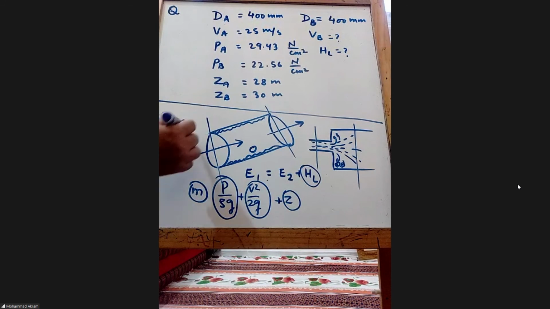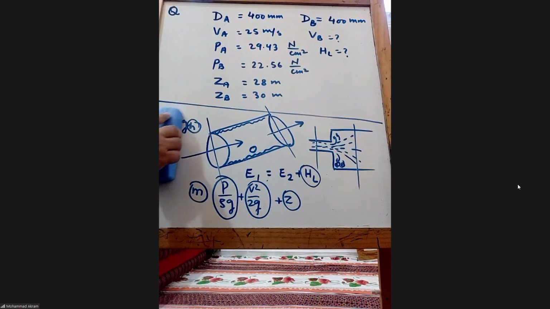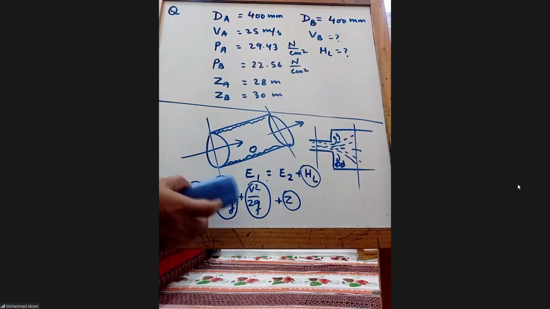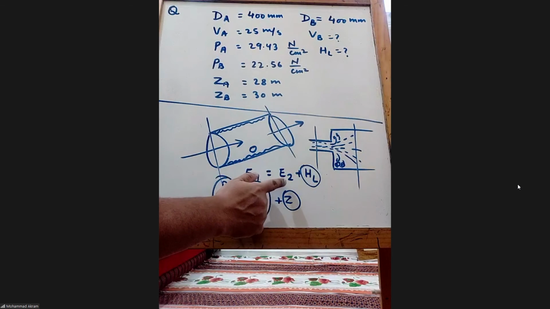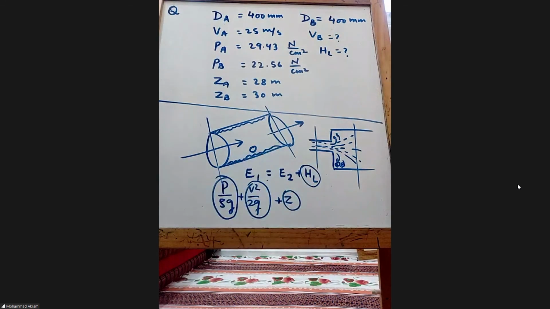So this is that kind of head. Head means the amount of energy lost per unit weight of the fluid, in meters. So what we need to do in solving such problems is to consider that inlet is equal to exit plus some loss of head.